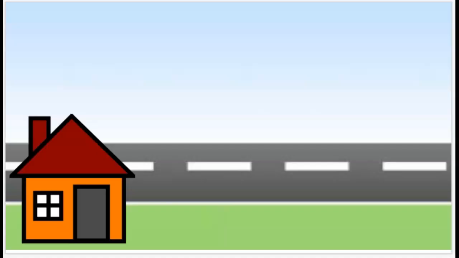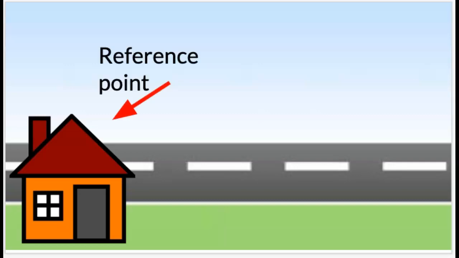Also, let's say you're talking about where you live. Okay? And maybe you're talking about where your school is. So if you were going to tell somebody where your school is located, you're going to have to use something else in your description. You're going to have to use a reference point. So you might even choose to use your house as a reference point. A reference point is a place that we choose to describe the position of something else.